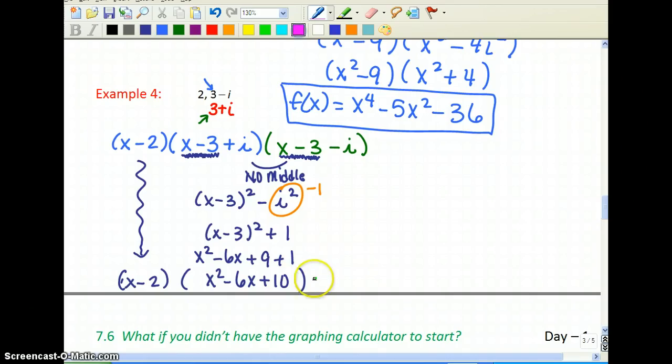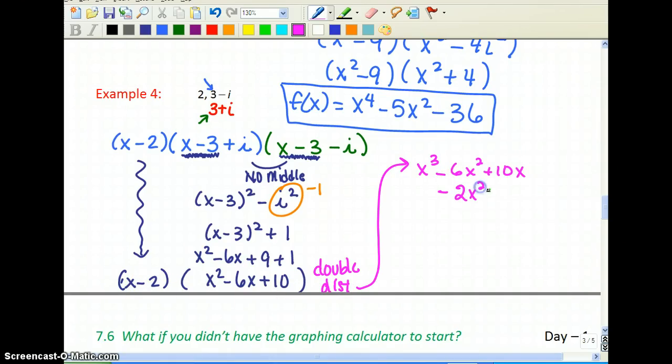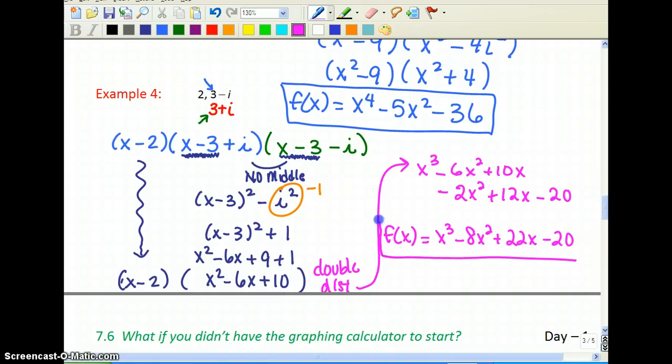So now you have to double distribute. And we're going to bring that up here. So multiply everything by x: x to the 3rd minus 6x squared plus 10x. Multiply everything by negative 2: negative 2x squared plus 12x minus 20. So f of x is equal to x cubed minus 8x squared plus 22x minus 20 for our final answer.